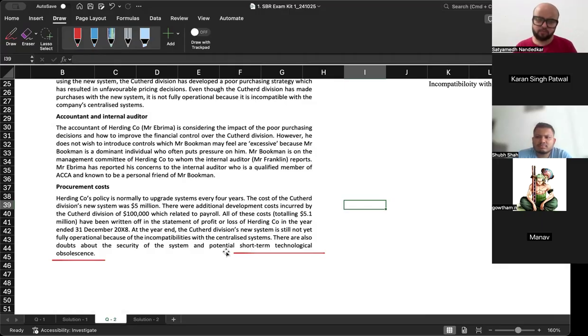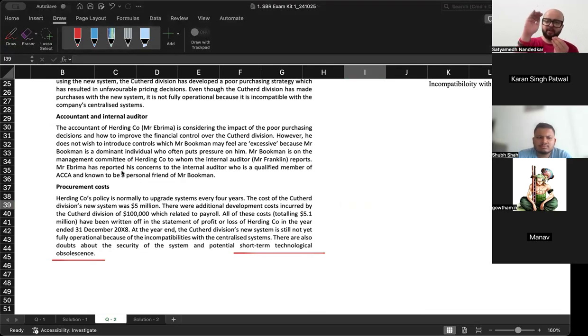Okay. See, in this situation, you have to evaluate and nullify. See, if you have to prove that this is an intangible asset, then this is a development cost which is worthy of being capitalized, you will have to prove all the conditions. But even if you disprove one of them, that means the capitalization is not required. See, there are concerns with respect to the security of the system, and there is a possibility of short-term technological obsolescence. Hence, it is unlikely that the project will generate future economic benefits. Very clearly, we have established the fact that it is unlikely that the project will generate future economic benefits.